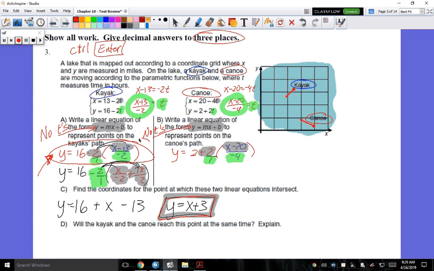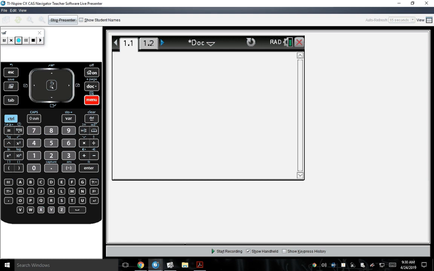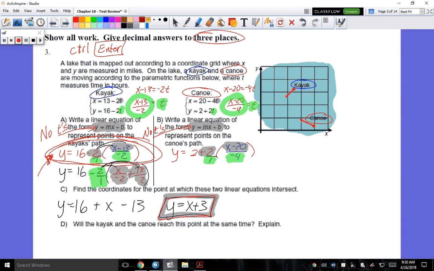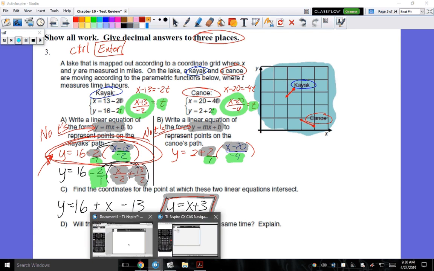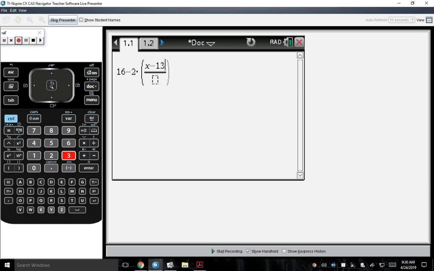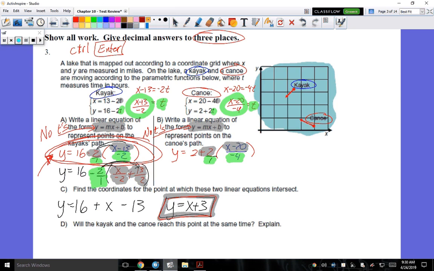Okay, so let's go ahead and insert this part right here into the calculator and see how, in fact, it does simplify out. So let's go to the calculator. And we're going to do 16 minus 2 times parentheses, control divide. And all we're going to do is put in x minus 13 divided by 2. So here we go. x minus 13 all over negative 2. And if you press enter, not control enter, you'll see that it simplifies out to x plus 3. Control enter will give you this decimal, and it's a little bit confusing, but you only need that whenever you're looking for values of like decimal places. This is a function that you're looking at, so you don't need it for that.